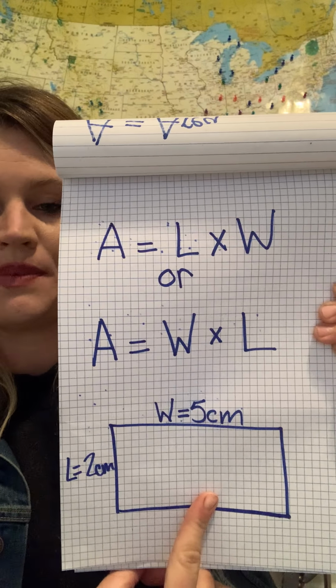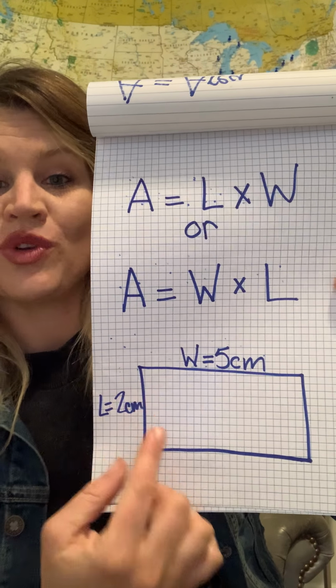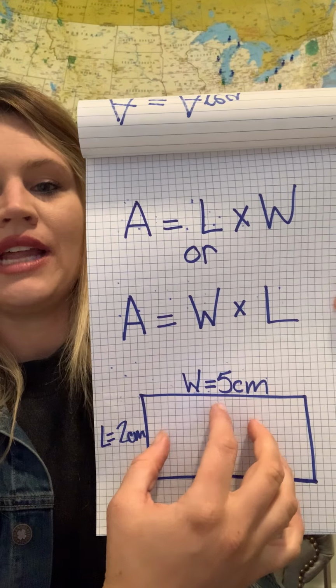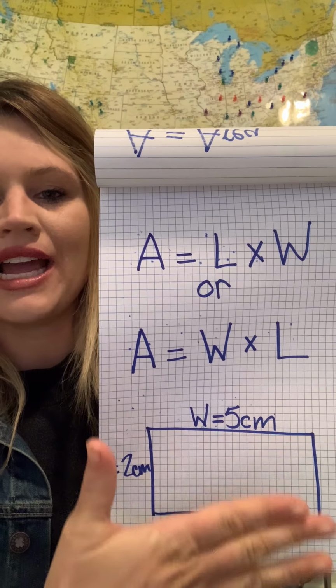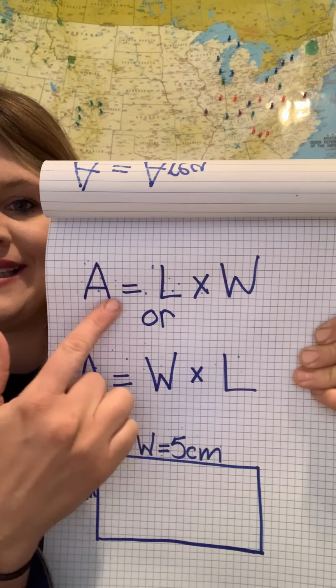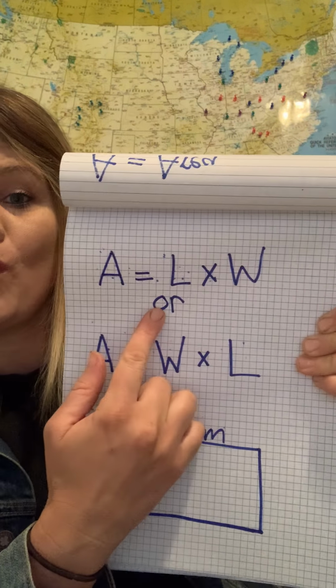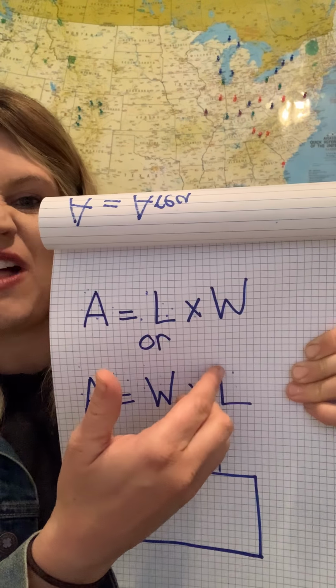So the inside, yesterday we worked on the perimeter, which is around, like fencing, and today we're going to focus on the inside, which is like if you're laying carpet, how much carpet you would need, that inside portion. Above are the equations. So I have A is equal to L times W, or A is equal to W times L. I just flip-flopped them.